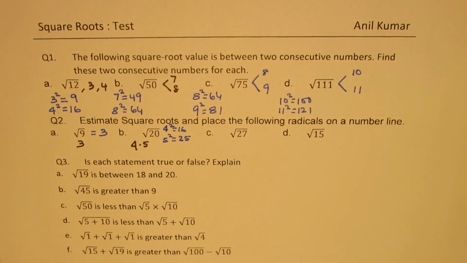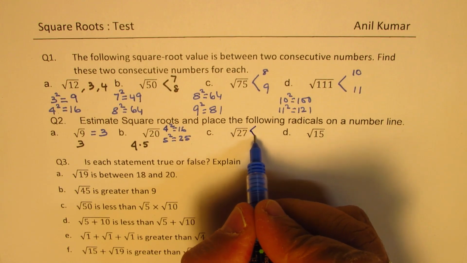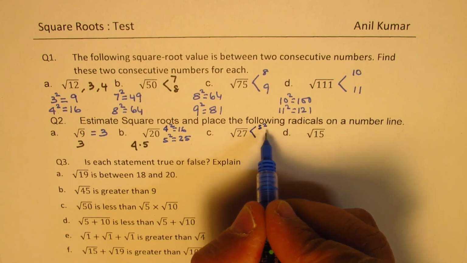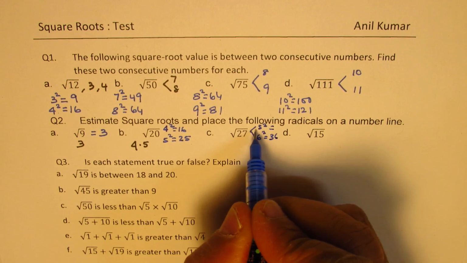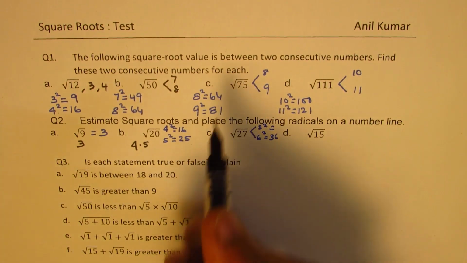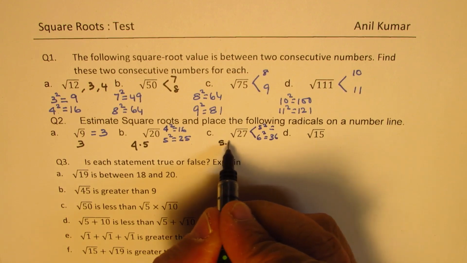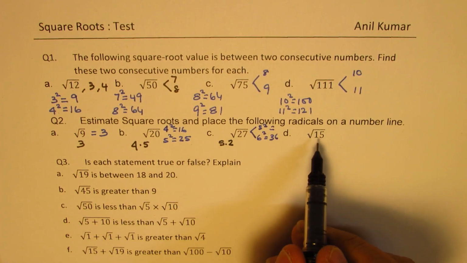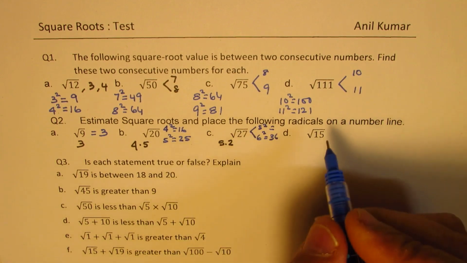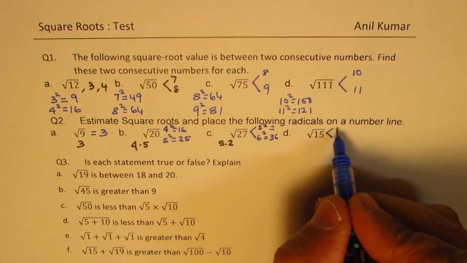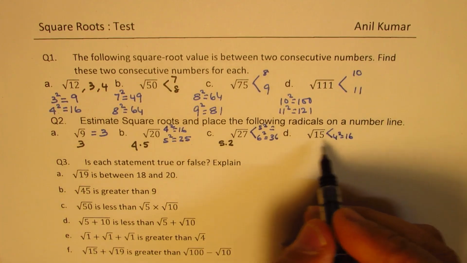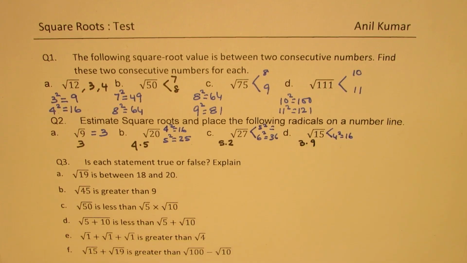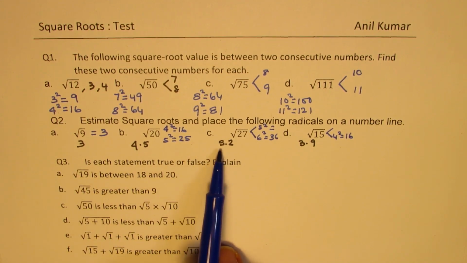Square root 27. Now square root 27 means we are talking about a number which is between 5 square, which is 25, right? And 6 square, which is 36. But it is close to 5 square, right? So we'll write this as 5 point, let's say 2 or 1. The next one here is square root of 15, which is very close to 16, right? Since it is very close to 4 square, 16, we can say safely that this is 3.9. Now we have these values, which are 3, 3.9, 4.5 and 5.2.